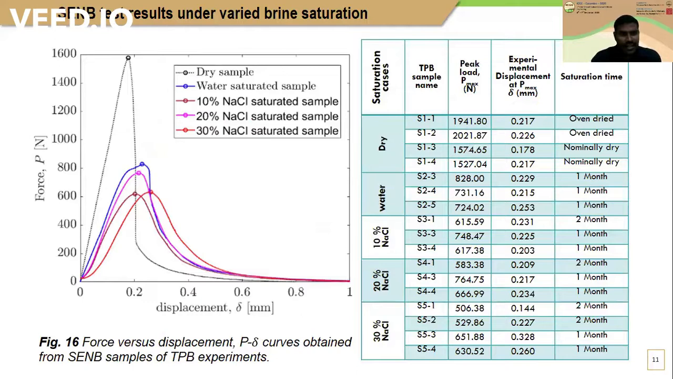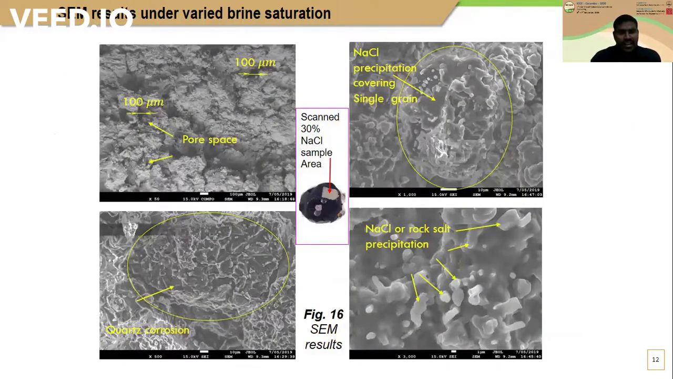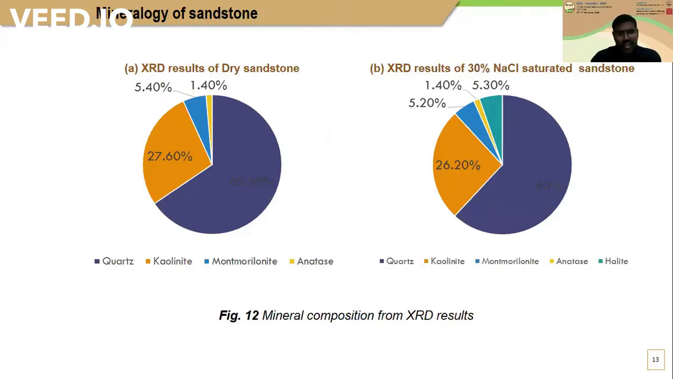We can clearly see from this slide that the dry sample takes a force of 1600 Newton, whereas the water saturated or brine saturated samples take much lower load, almost half of it, less than 800 Newton. But within the brine saturated samples there are variations in load carrying capacity, and we understood that this is primarily due to the formation of NaCl crystals in the pore space. Also, the mineralogy based XRD results clearly show that, compared to the dry sample, the 30% NaCl saturated samples have 5.3% precipitation of halite mineral. So this clearly shows that there is a continuous dissolution and precipitation mechanism changing.